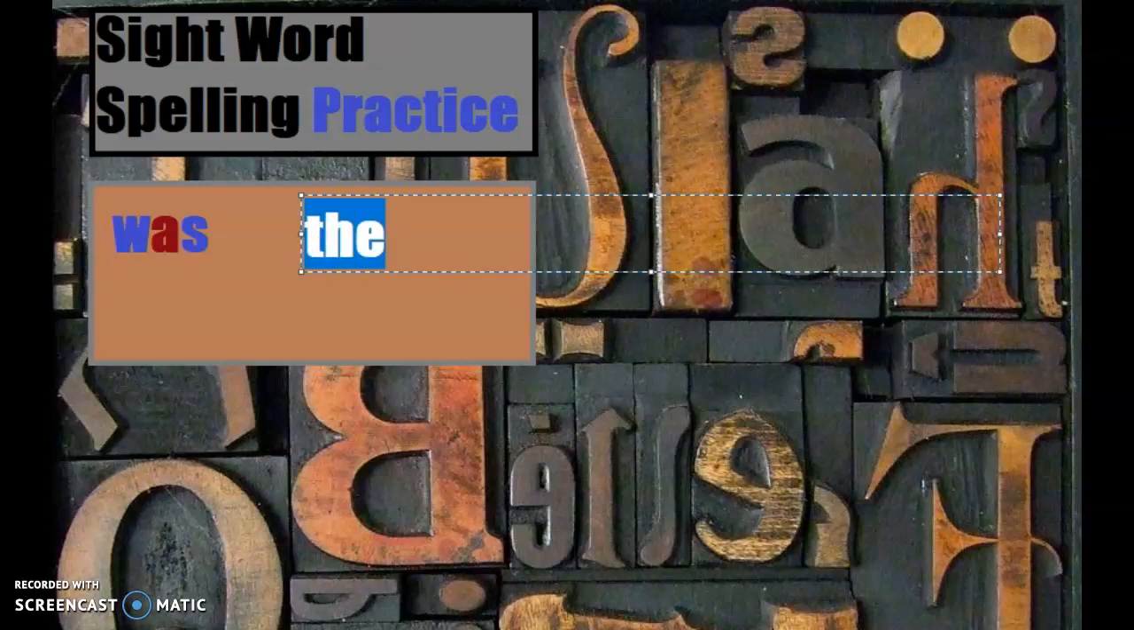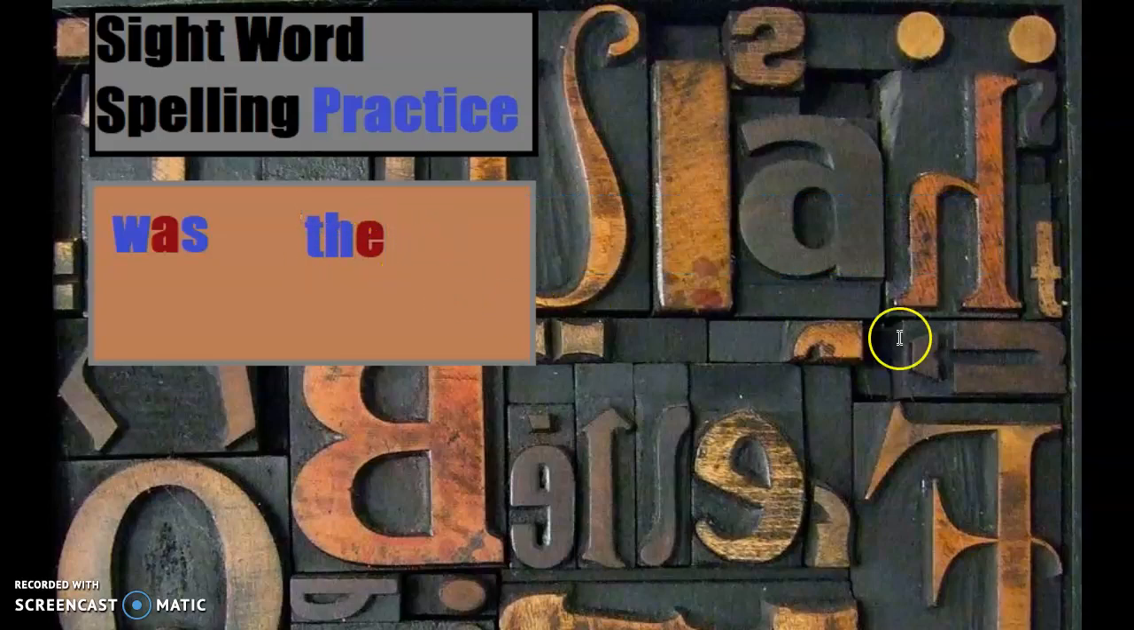If we look at the word the, it's an open syllable because the E is not closed in by anything. It's open at the end of the word. When a vowel is open, it makes its long sound, so this should say E, but it says uh in the word the.